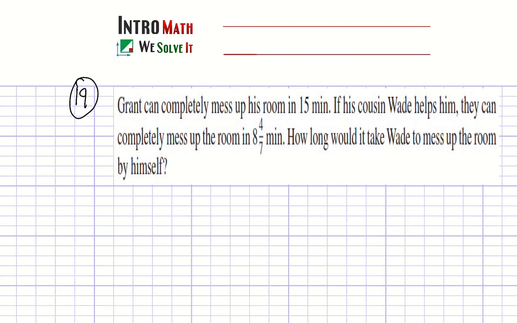You see how they switch the stuff around? Both of them can mess it up in that time. This is Grant, and then this is Wade. You see? This is a variation of the problem. But don't let that scare you. A variation of the problem means nothing. You can still use the same formula.